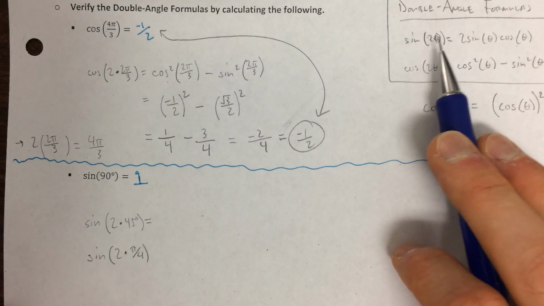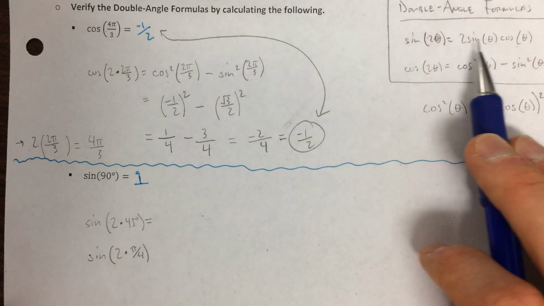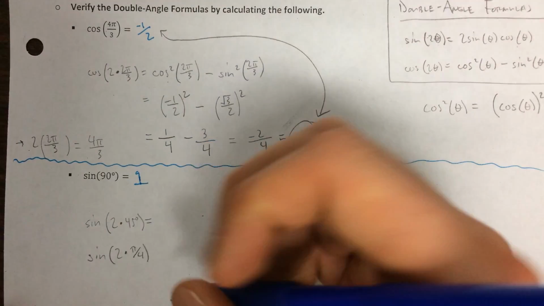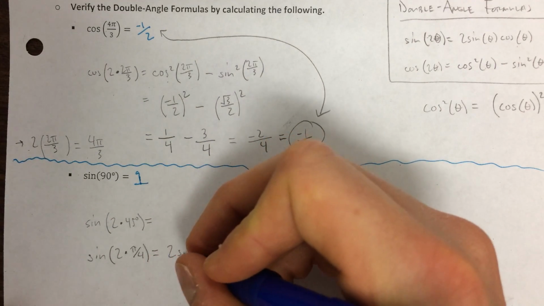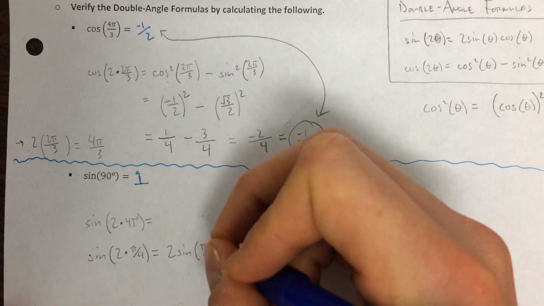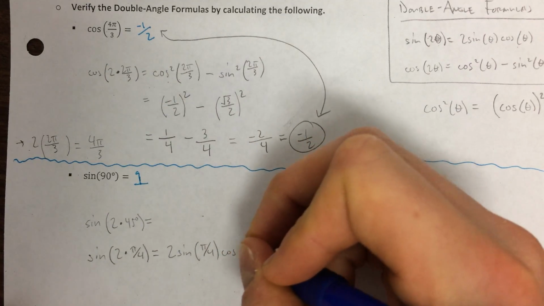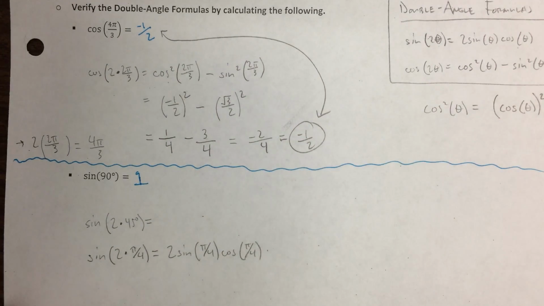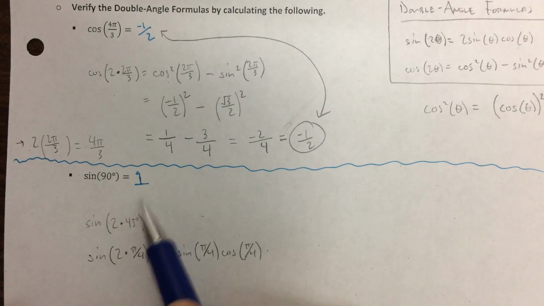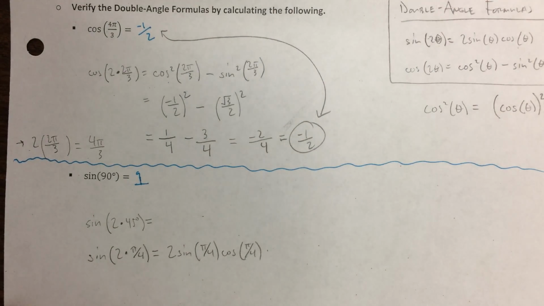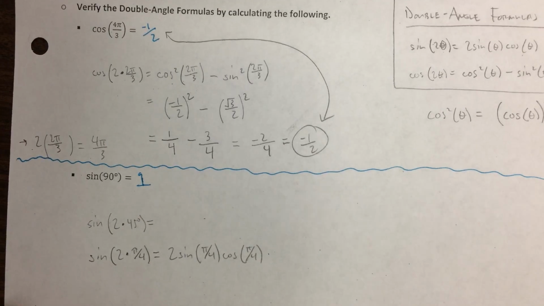So now we have 2 times an angle. Our angle is theta. So we can plug pi over 4 in for theta. Plug it in, simplify. What you should end up with is 1. I'm going to let you do that on your own. Make sure you're doing it right. If you have questions doing that, please let me know and I can clarify.